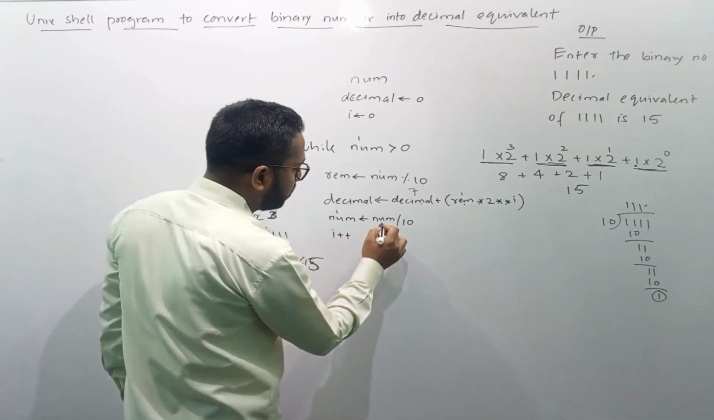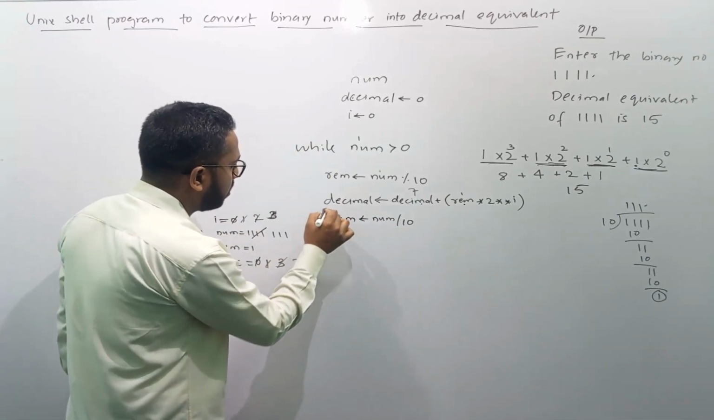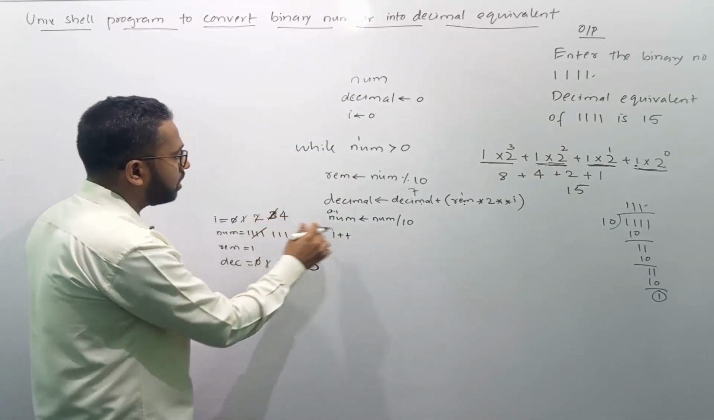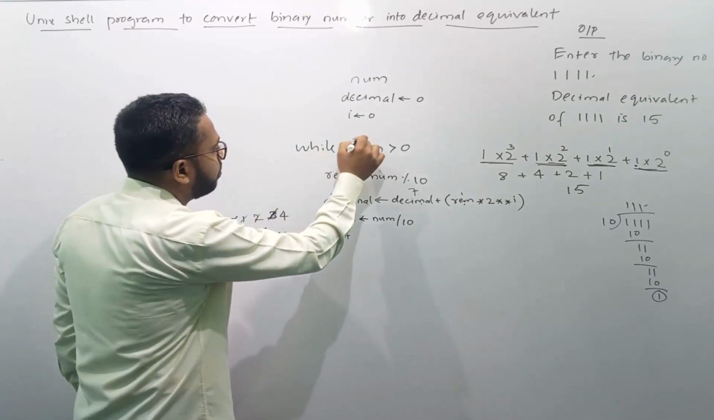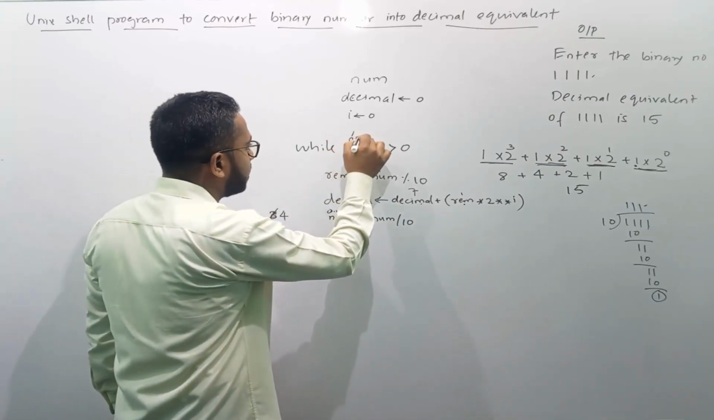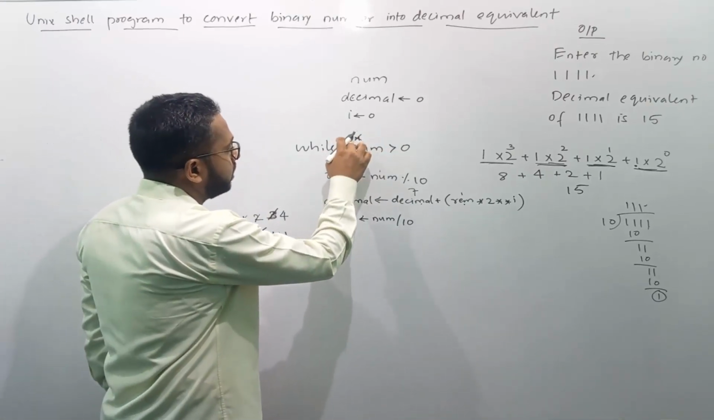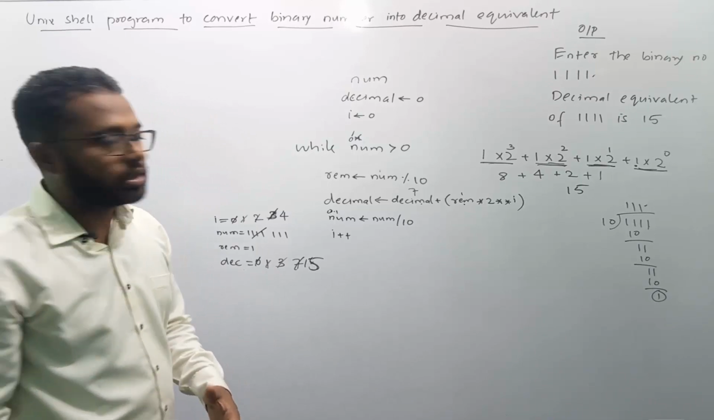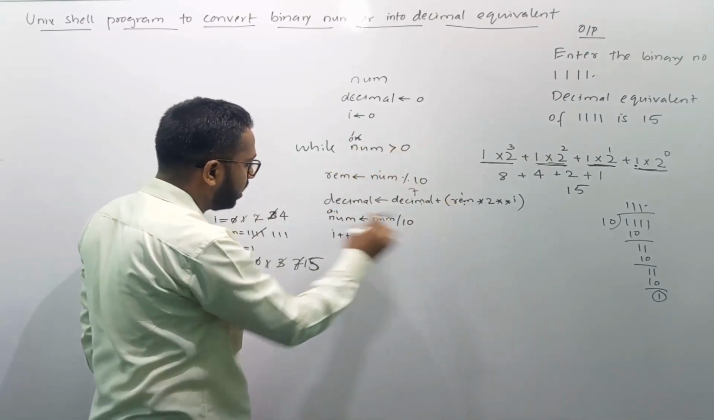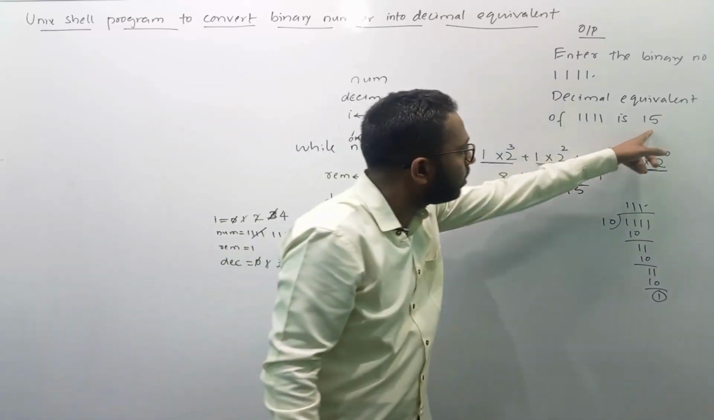Next, num is 1, 1 by 10 will get 0.1. Okay, I plus plus, I gets incremented by 1, I becomes 4. Control goes back to while to check 0.1. Okay, so here only the integer value gets considered and the fractional part gets ignored. So 0 is greater than 0, condition becomes false. Control will not come inside the while, control comes outside the while to print the value of decimal, which is 15, and that is our output.